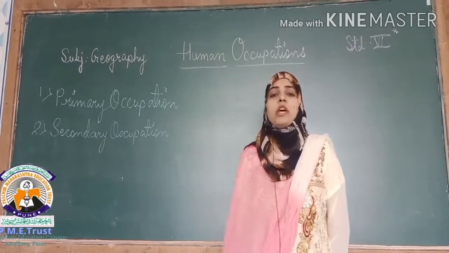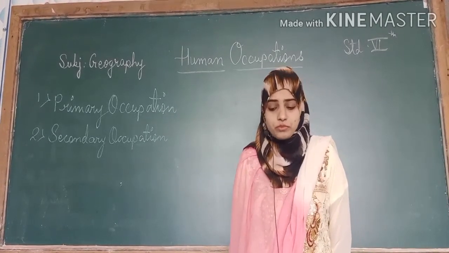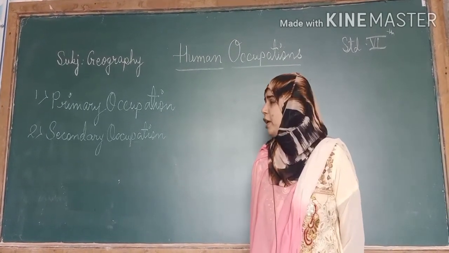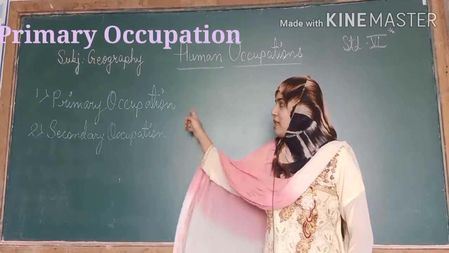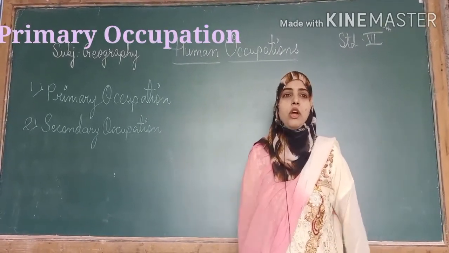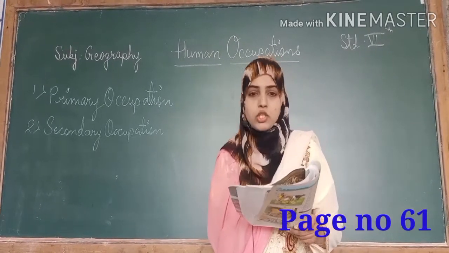Now, on the basis of their nature, on the basis of their classification, occupations are divided into 4 categories. The first one is the primary occupation. Now we will see what primary occupation is. So take out your book, page number 61.